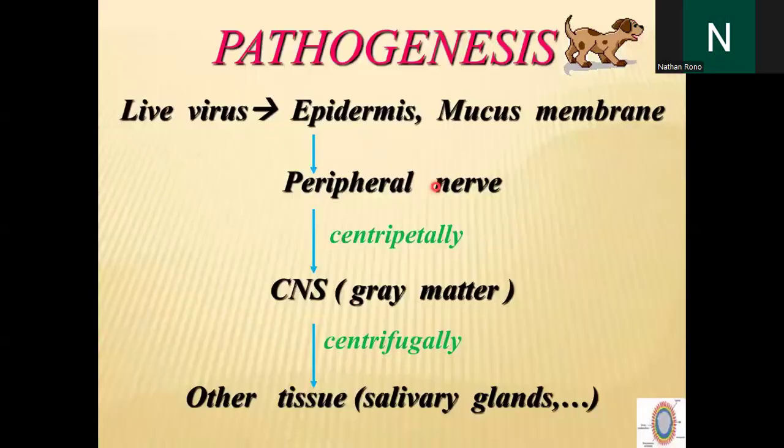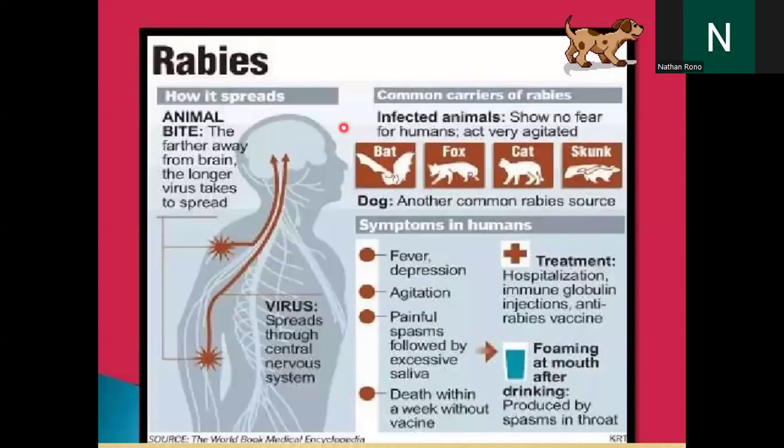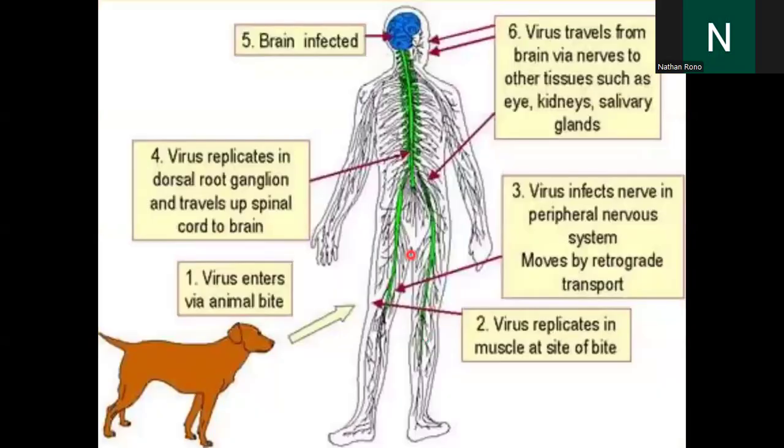Okay, so let's start with this. So how it spreads. You'll be bitten here. The farther away from the brain, the longer the virus takes to spread. Let me start with this one first. So this is how it starts. The virus enters via animal bite. Let's say it bites you here. It tears the skin, enters the epithelium, enters the muscle. The virus replicates in the muscle at the site of the bite. You have to remember that.